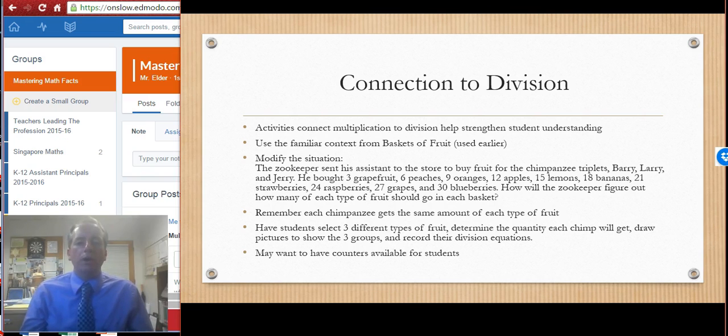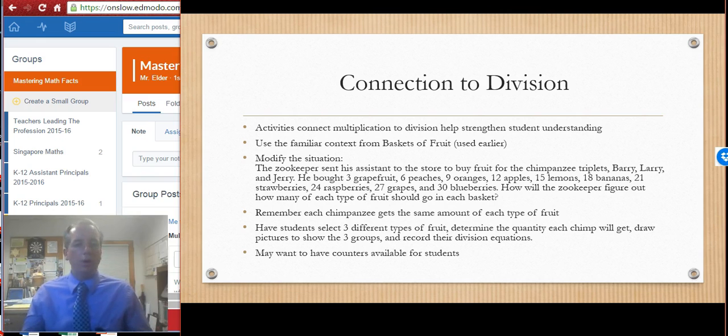So the question is, how will the zookeeper figure out how many of each type of fruit should go in the basket? So we have to remember that each chimpanzee gets the same amount of each type of fruit. And there are 3 chimpanzees, right? So if I choose grapefruit, well, how many grapefruit is each chimpanzee going to get? Well, that's 3 grapefruit divided into 3 groups. Well, each one's going to get 1, right? If I pick apples, well, 12 apples broken into 3 groups, 3 chimpanzees. How many does each get?